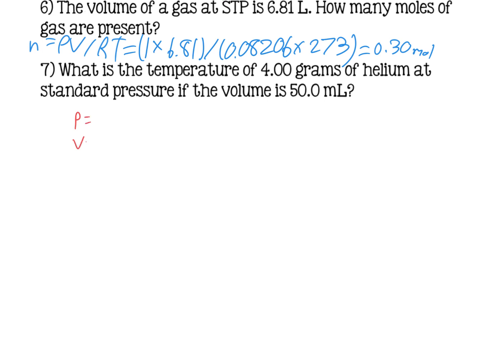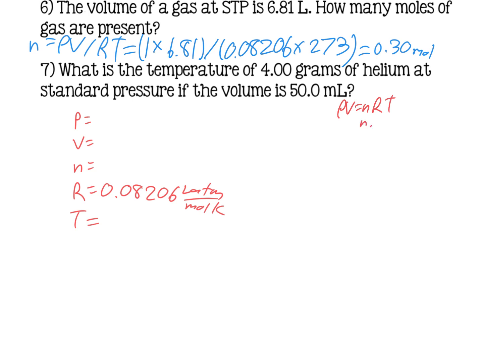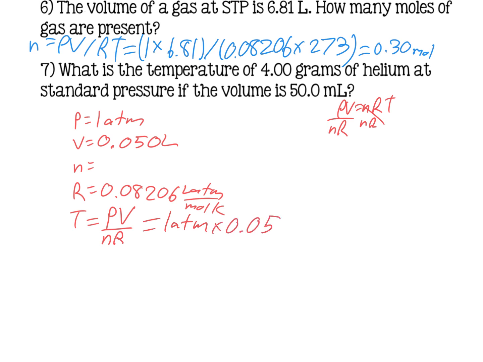Now let's look at number 7. What is the temperature of 4.0 grams of helium at standard pressure if the volume is 50.0 milliliters? Since we want to know our temperature, we will need to solve our ideal gas law for T. So PV equals nRT, we're going to divide both sides by n and R to get T is equal to PV over nR. Our pressure is standard pressure of 1 atm. Our volume is 50.0 milliliters, which is 0.05 liters. Then we are going to also plug in our ideal gas constant, which is 0.08206 liter atmospheres per mole Kelvin.